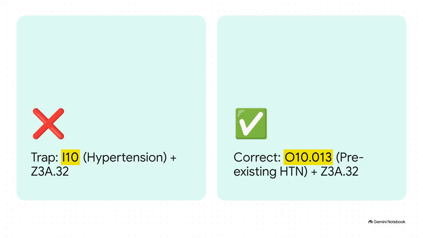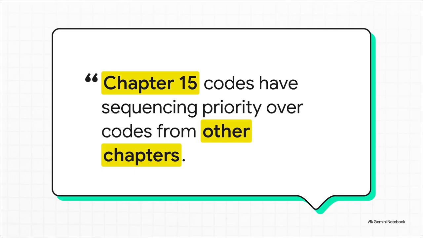Now, under pressure, you're going to feel this massive psychological pull to grab I10 for essential hypertension, right? Because clinically, that's what the patient has, and maybe you pair it with Z3A.32. Well, don't do it. That is a trap. The compliant answer here is the Chapter 15 complication code, O10.013, for pre-existing hypertension complicating pregnancy, followed by your Z code.